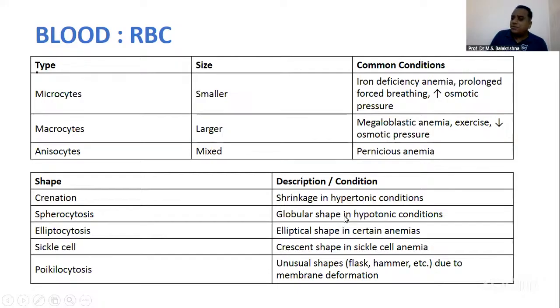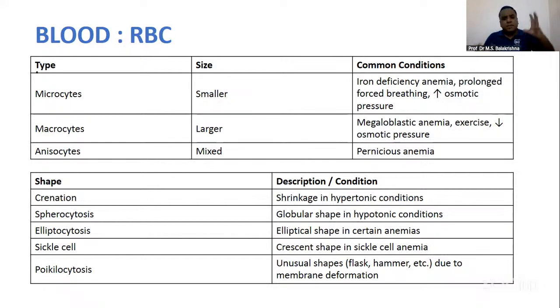So different types based on the size. The RBC diameter is 7.2 microns in a normal way, and in the biconcave area 1 micron. But the size can vary. If the size is small, it is called microcytic. The size of the RBC decreases in the condition of iron deficiency anemia. Whereas when the RBC assumes a bigger size, it is called megaloblastic anemia.